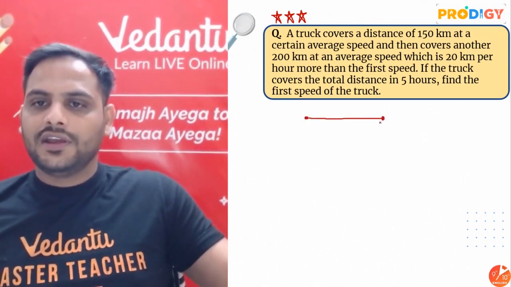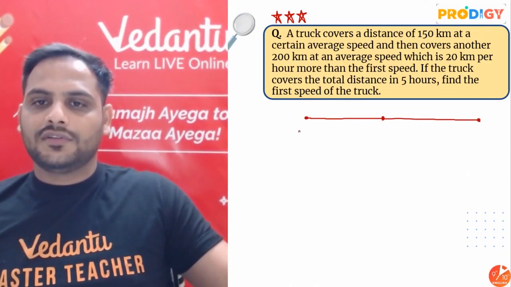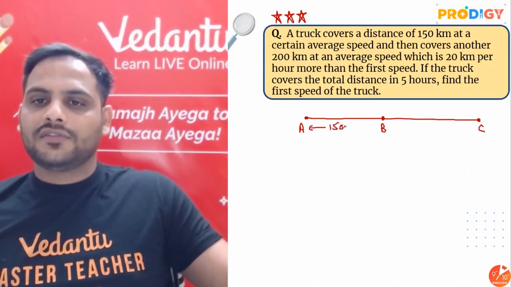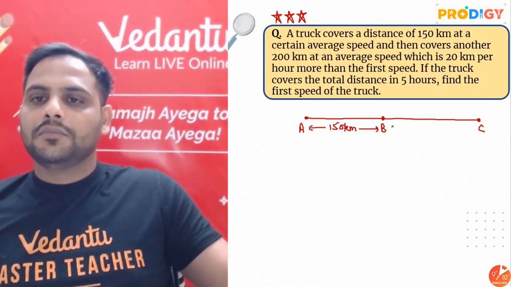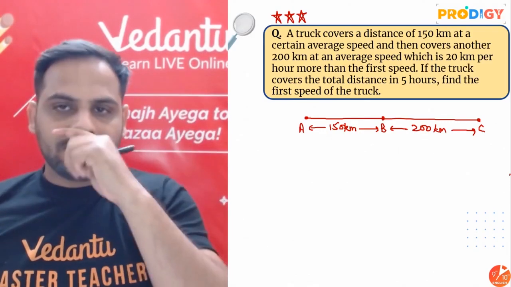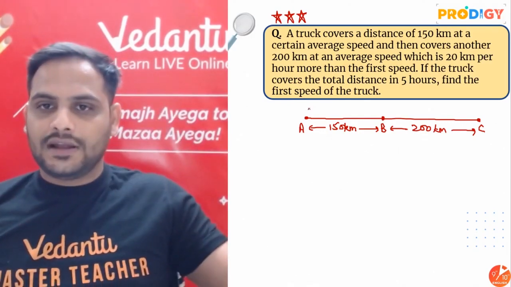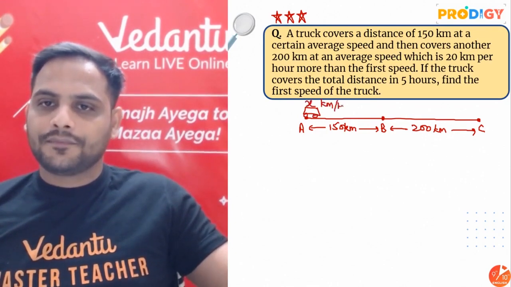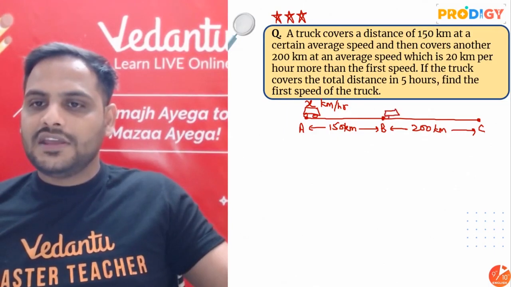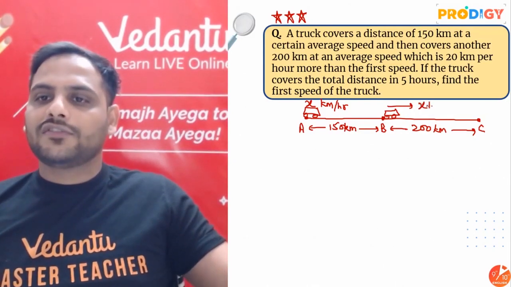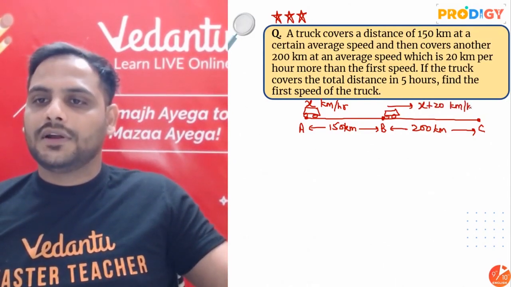So let's say in the first case the truck is covering 150 kilometers and in the second case the truck is covering 200 kilometers. A to B, B to C. A to B is 150 kilometers. B to C is 200 kilometers. Alright. Now, in this 150 kilometer A to B, the speed is x kilometer per hour, let's take. So here this truck is moving with x kilometer per hour. In the second case, when it reaches B, its speed is 20 kilometer per hour more. So now the speed is x plus 20 kilometer per hour.